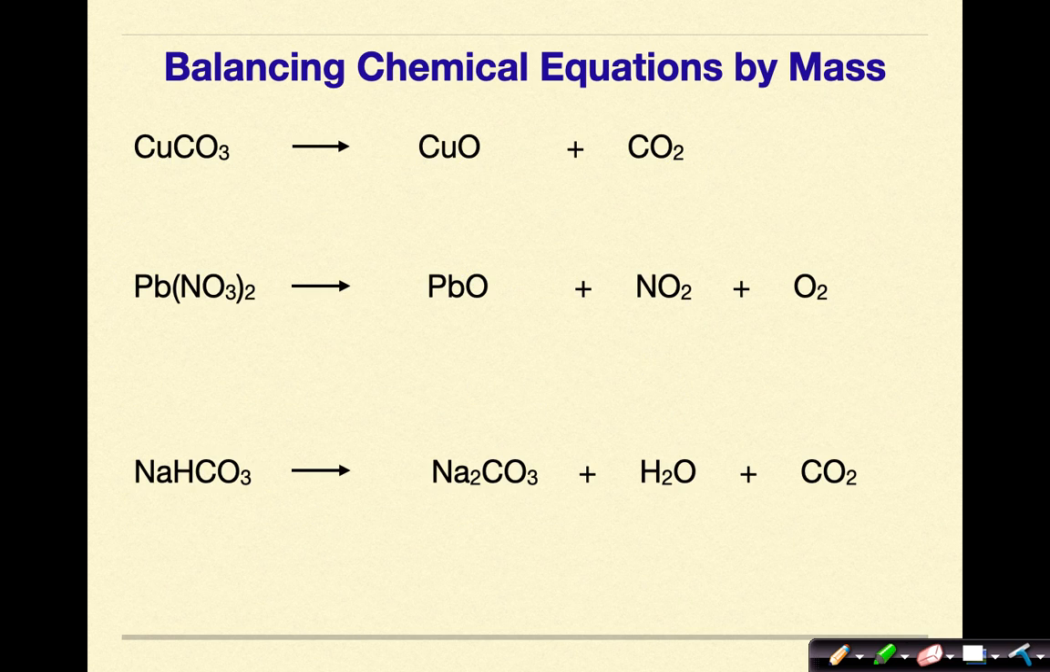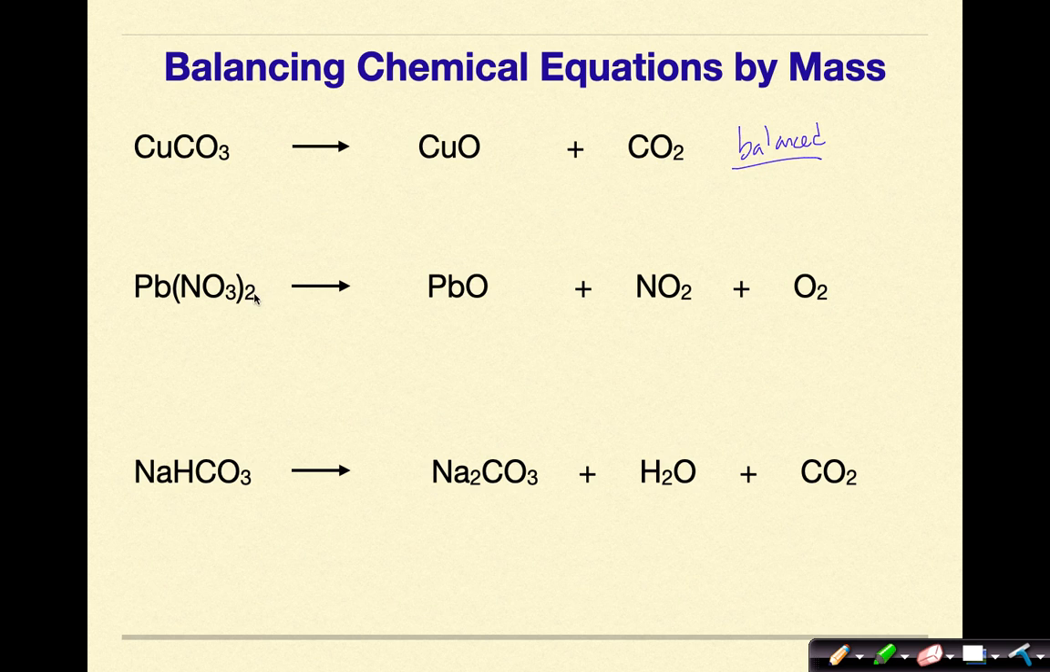Now let's look at some more complex chemical equations and balance them by mass. In this problem here, we have 1 reactant and 2 products. Every species in this equation is a compound. Now I notice I have 1 copper on the left side and 1 copper on the right side, 1 carbon on the left side and 1 carbon on the right side, and I have 1 plus 2 or 3 total oxygen atoms on the product side, and I have 3 total oxygen atoms on the left side. And we notice that this equation is already balanced by mass with coefficients of 1.